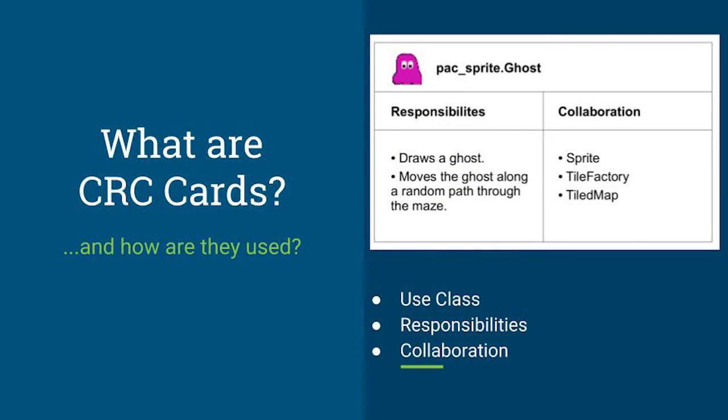Regardless of the method, the objective is the same. An individual card is used to represent an object. On the top of the card, the name of the object is listed. On the left-hand side of the card, a list of the object's responsibilities is written, and on the right-hand side of the card is a list of the collaboration components for the given object.